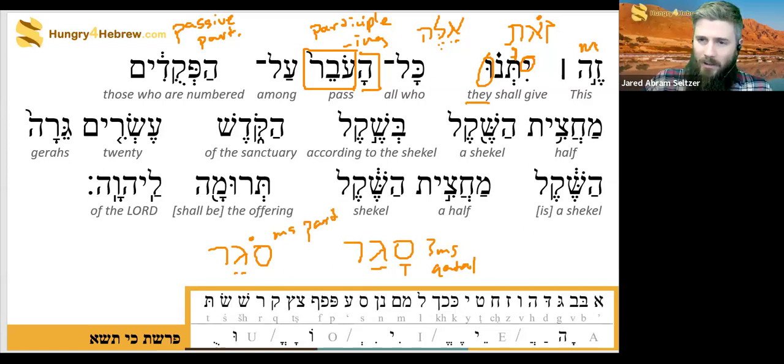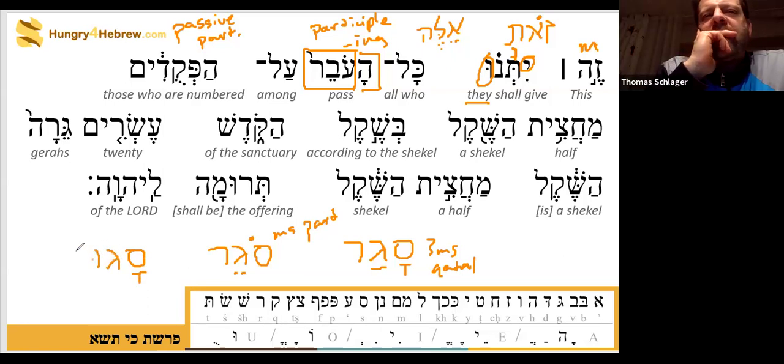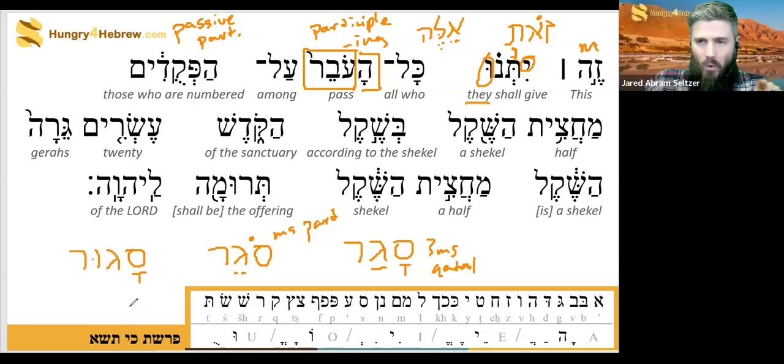How do you say the door is closed, or the opening is closed? That's the job of the passive participle. If it's masculine, it's going to be sagur. Sagur means it is closed. If it's feminine, it becomes segura. A door, a delet, is feminine. So hadelet segura, passive participle.